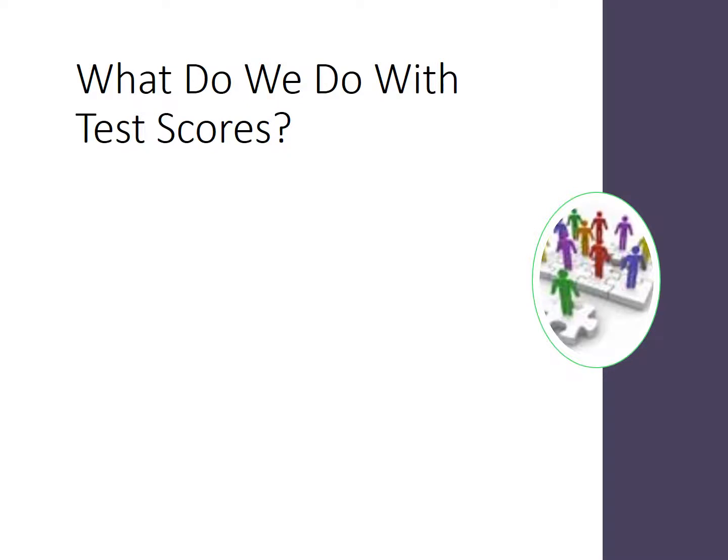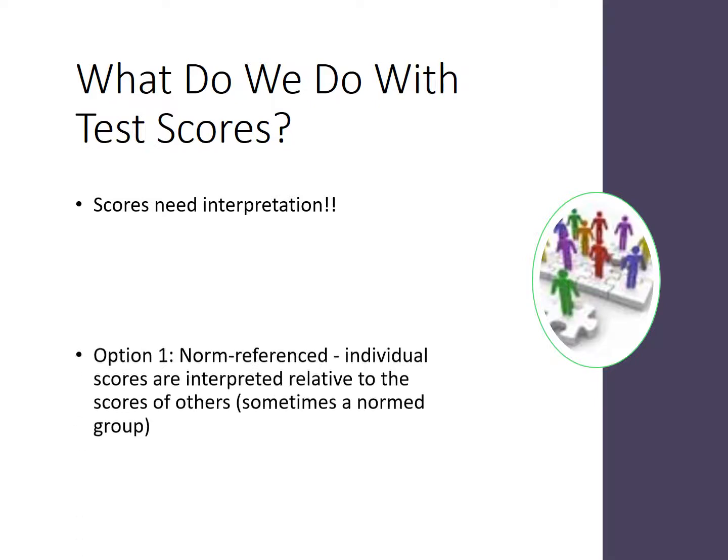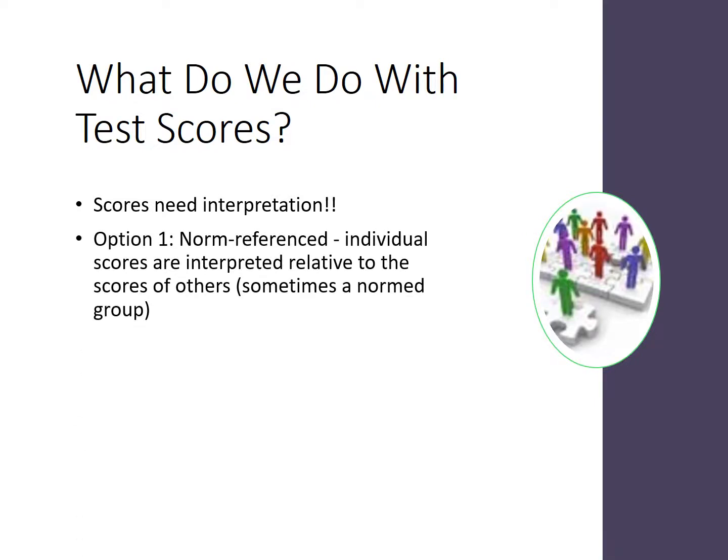What can you do with those test scores? There's two ways. You can't just say, what does this mean? A 90, what does this mean? It needs interpretation. The first option is norm referenced. This is where individual scores are interpreted relative to other scores. Sometimes that's a normed group. So if we say something like you're in the 95th percentile of your class, or you're the 95th percentile in IQ, that means something. It means you scored better than 95% of whatever population we're comparing you to.